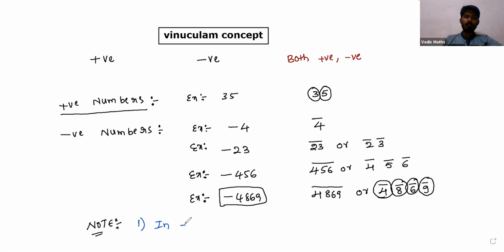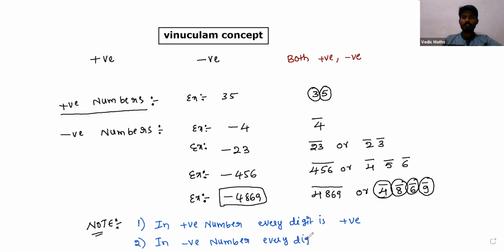In a positive number, every digit is positive. The second note: in a negative number, every digit is negative. Okay, so this is the very important point. So please note down that point.